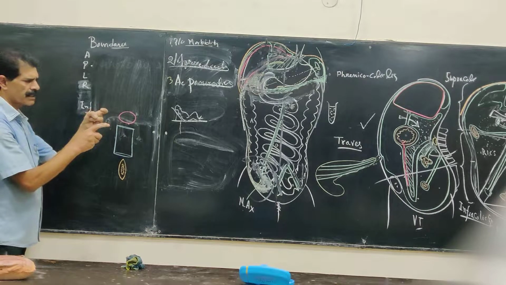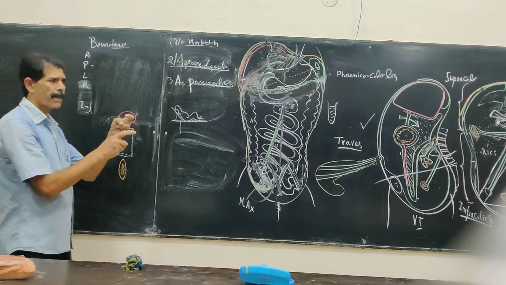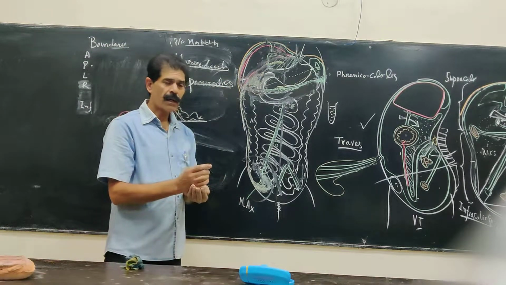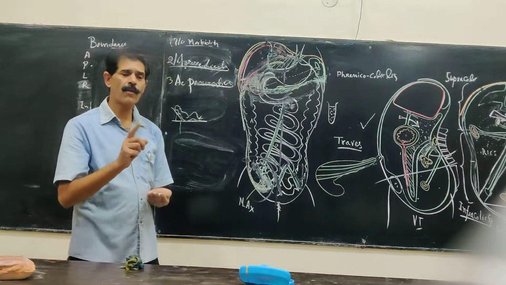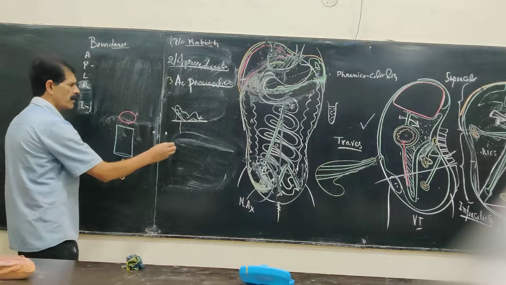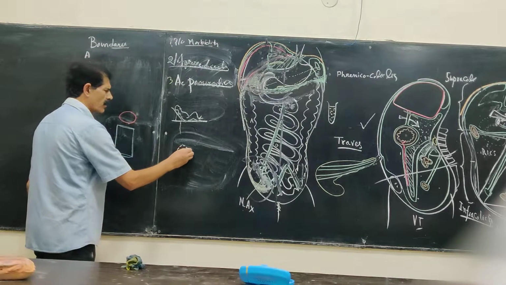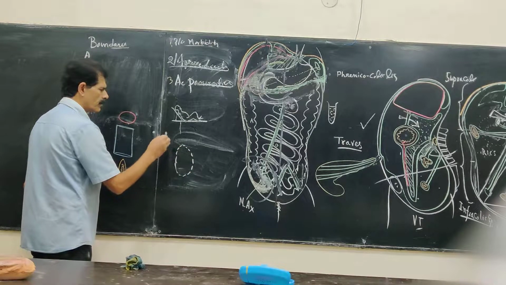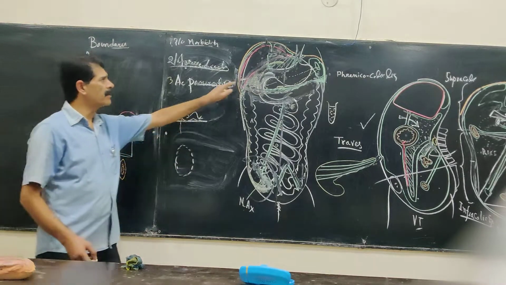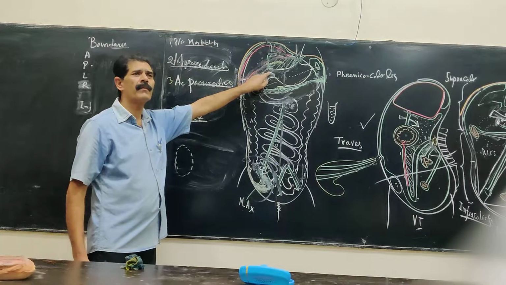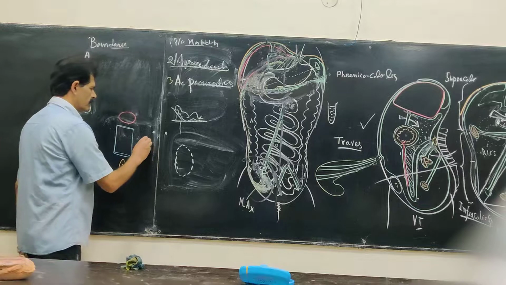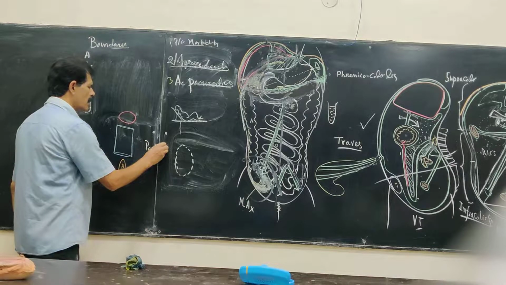Then the ball of my finger is touching the right free border of the lesser omentum. You have to write right free border of lesser omentum. So this is the foramen of Winslow. This right free border of the lesser omentum contains the portal triad.